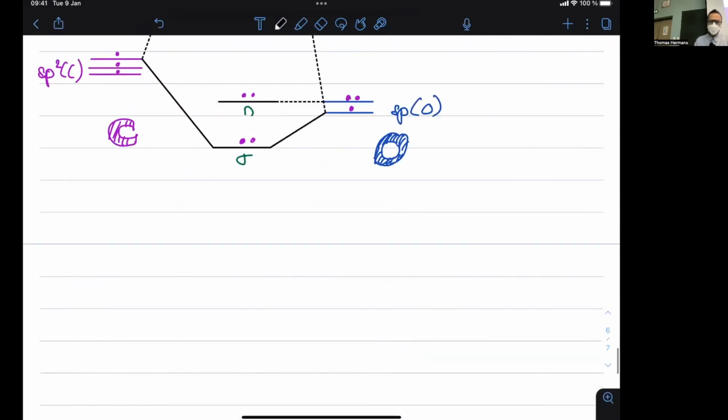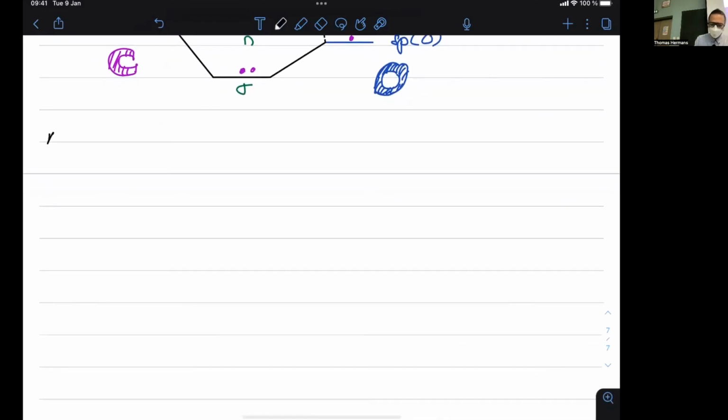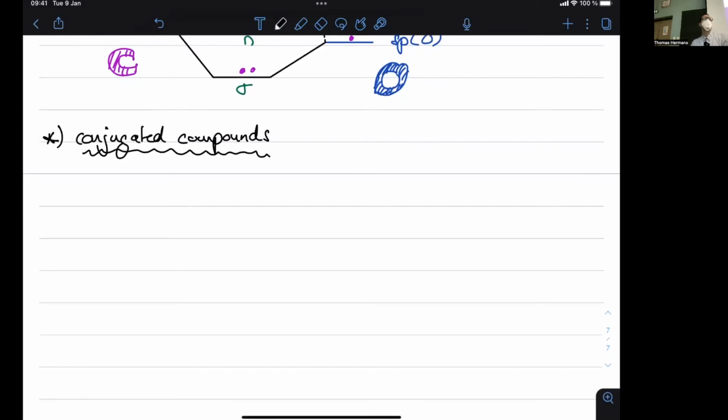Okay, so some last things we need to look at. Conjugated compounds. I'm going too fast, too slow, too fast. Sorry. Fast? Sorry. I have a couple pages to get through. Okay, but the rest is simple, okay?